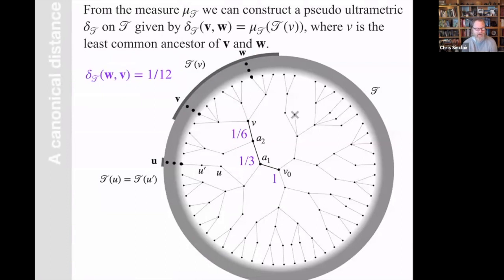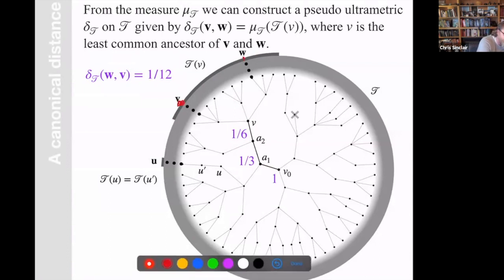Okay, well, now that we have a measure, from a measure we can now make a distance function. If I want to know the distance between two points, here I have a point V and a point W, I look at their least common ancestor in the tree. In this case, it's V. And I define the distance between those two things to be the measure of the set of descendants of their least common ancestor.